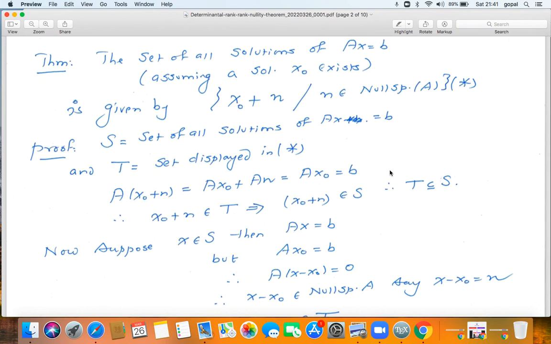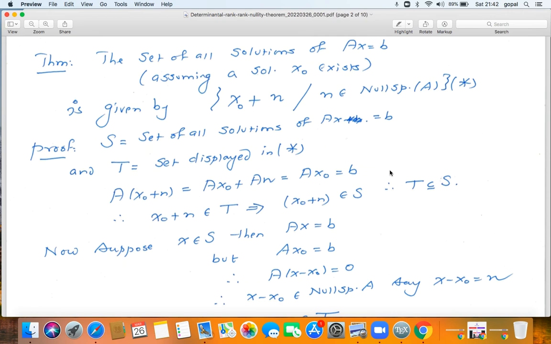The next theorem will tell you how to obtain all the solutions if you know one single solution. So if you know that one single solution x0 exists, and if you know this solution, then you can determine all the other solutions. How? Simply add to this specific solution all possible elements in the null space. You have caught hold of one solution x0, and you keep on adding n, where n varies over the null space, and you will get all the solutions. Let's prove this. Let S be the set of all solutions of Ax equal to B, and let T be the set displayed in star. That is, T is basically the set x0 plus n, where n belongs to the null space of A. We want to show that S and T are equal.